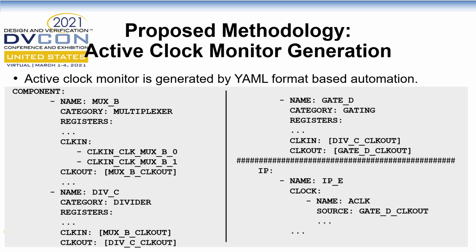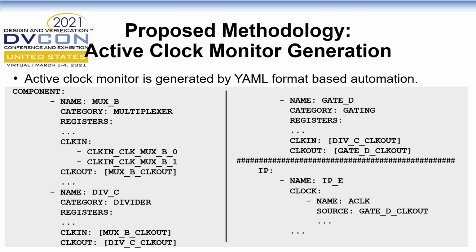We are using YAML format for the database. YAML format was used to include various design information with high readability. It contains all the structured contents of the complex clock tree, and it makes it easy for the end user to understand. And it allows the verification environment such as the ACM bind to be automated.